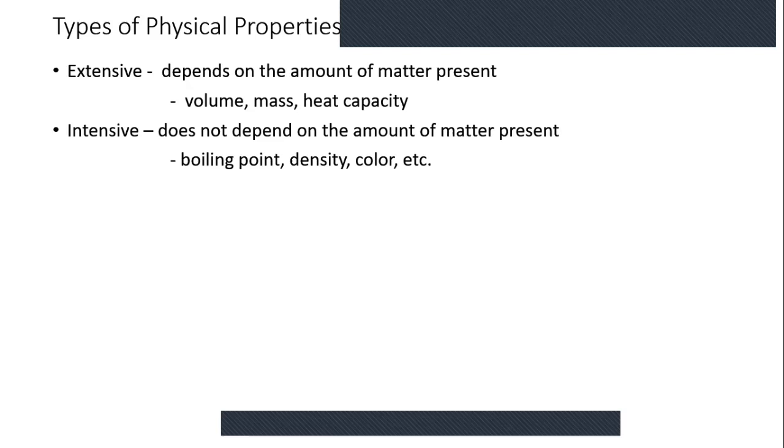Now, intensive physical properties, like we covered in last lecture, don't depend on the amount of matter present, such as boiling point. Whether you have a gallon of water or a liter of water, they're still going to boil at the same temperature for water. Density, whether you have a gram of nickel or a pound of nickel, is still going to have the same density. The same thing goes for color and solubility as well. These are not affected by the amount of matter present.